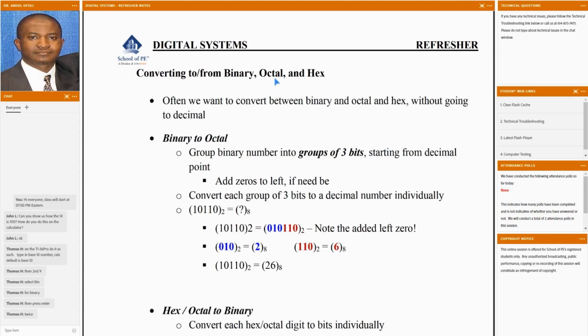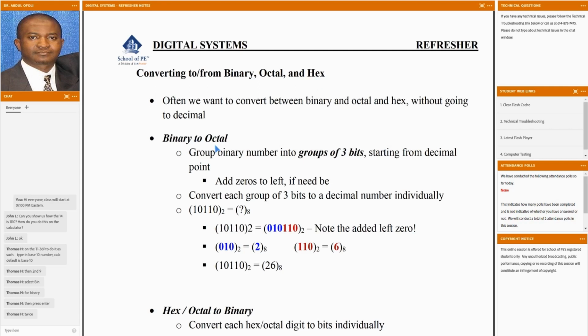So I can ask you to convert from binary to octal, and I don't really have to go through base 10. I can ask you to convert from hex to binary, and you really don't have to go through base 10. So these three are very unique, and yes, you can get questions on that. Knowing this technique helps a lot. So how do we do that? Let's take a look at binary to octal.